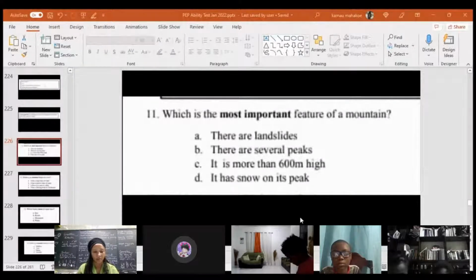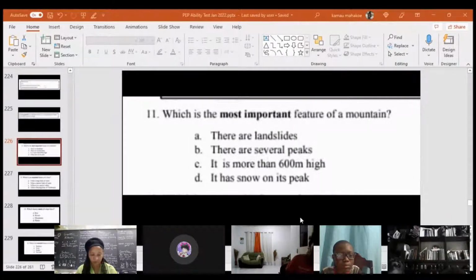Number 11. Which is the most important feature of a mountain? A. There are landslides. B. There are several peaks. C. It is more than 600 meters high. D. It has snow on its peaks.